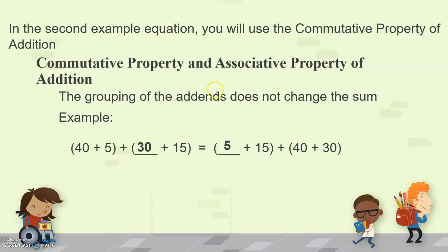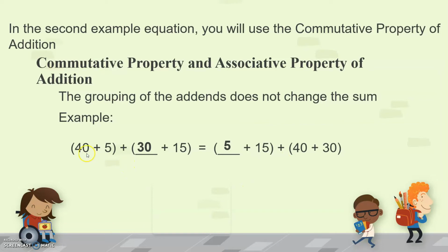So, sabi dyan, the grouping does not change the sum. So, tingnan nyo yung pagkakaayos. 40 plus 5, 30 plus 15. Dito, naging baliktad. Naging 5 plus 15 at naging 40 plus 30. So, pinagbali-baliktad yung grouping ng addends. Dapat daw hindi magbabago yung sum kahit anong ayos pa yan. Kahit bali-baliktarin pa ng group yan.